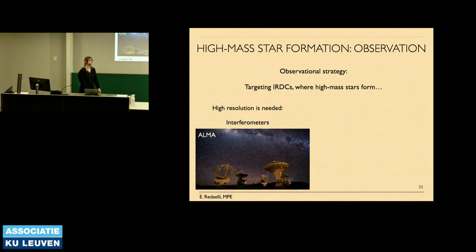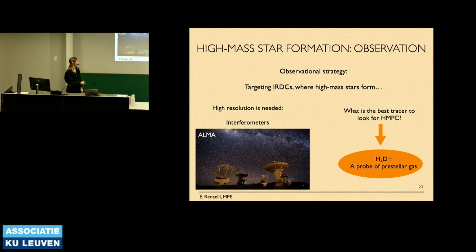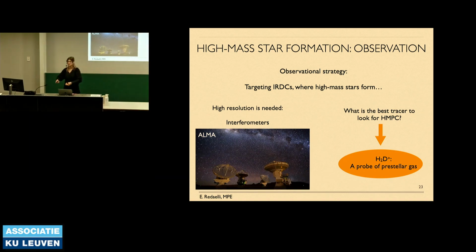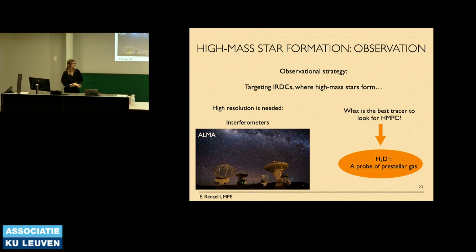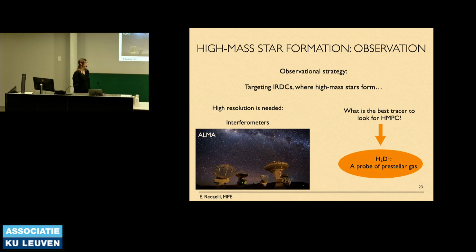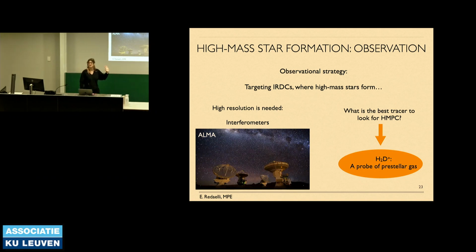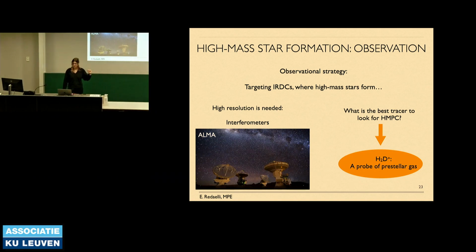And we can do this using chemistry. And in particular, using this tiny molecule, H2D+, which is the deuterated form of H3+. This molecule is peculiar in its chemistry, and the important thing that you have to know is that it's very abundant only when the temperature is low, lower than 20 Kelvin, and the density is pretty high, higher than 10 to the 5. So it's really the ideal target to look for prestellar sources. And this is what we did.